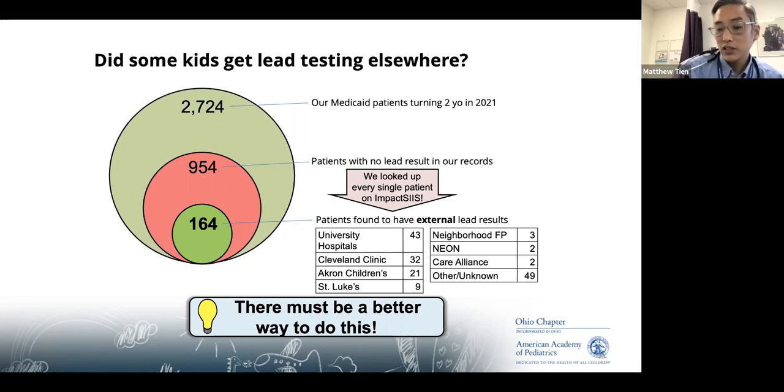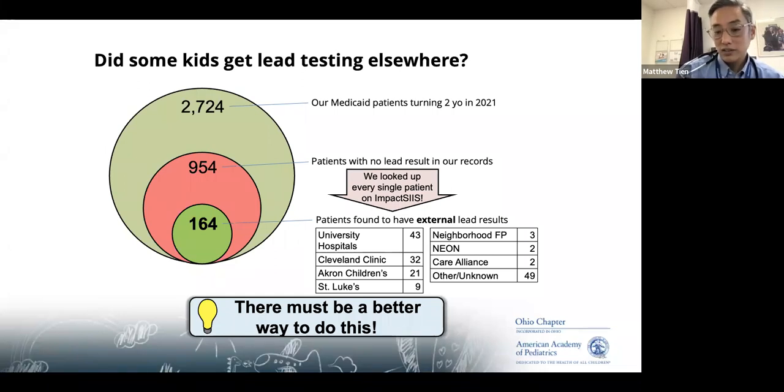And so what we did last year, I don't recommend this, but you can benefit from our experience, I guess. We had some undergrads who were doing internships with us for Institute of Hope. They looked up every single patient on ImpactSys, and we found 164 of those patients. So that's, I don't know what the percentage is, 17% or something like that, of our patients who are missing lead who actually had lead tests done elsewhere. You can see our trading partners listed there in the table.